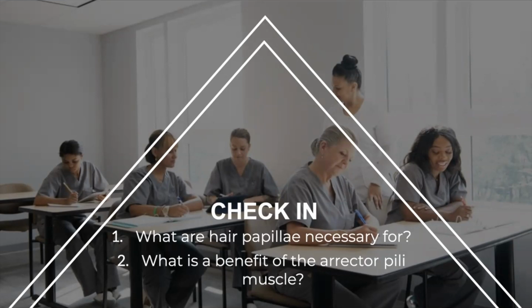So let's talk about some check-ins. What are hair papillae and what are they necessary for? The hair papilla is located at the base of the follicle and it houses capillaries for nourishment and is essential to hair growth. The next question is, what is the benefit of the erector pili muscle? This muscle contracts, which warms fibers in the skin and creates an air pocket under the upright hairs. It also helps disperse the protective lipids from the sebaceous glands to the skin and hair.